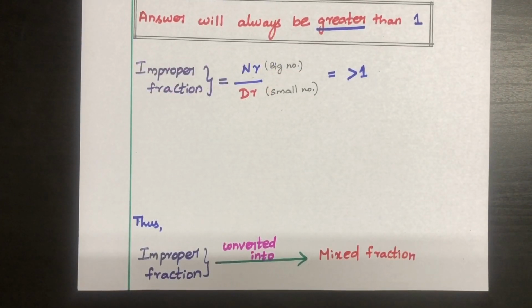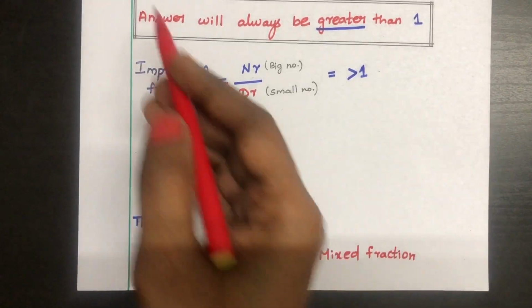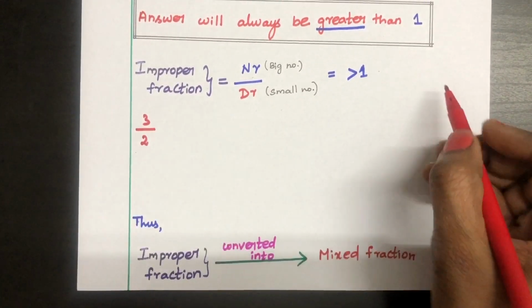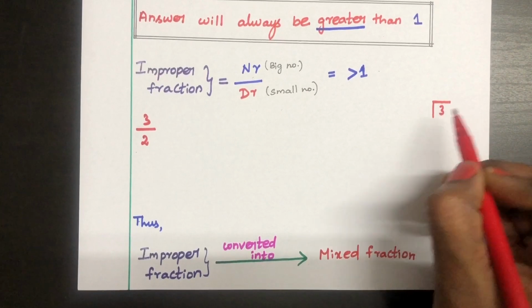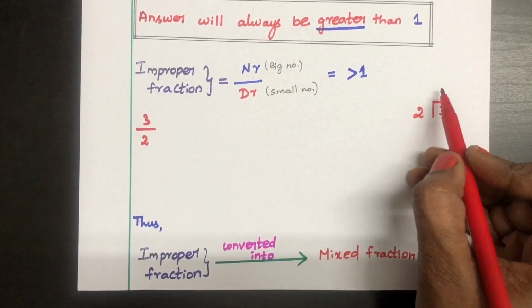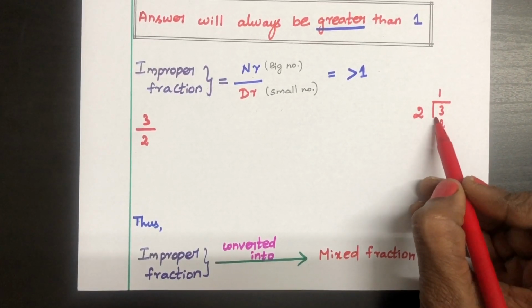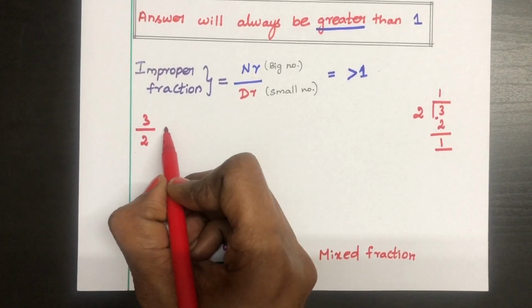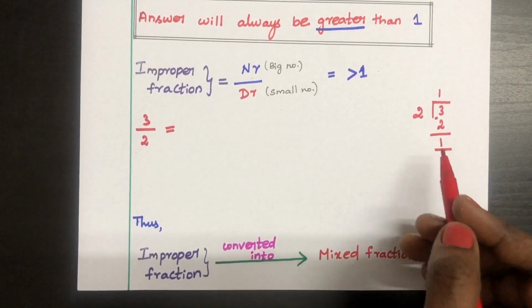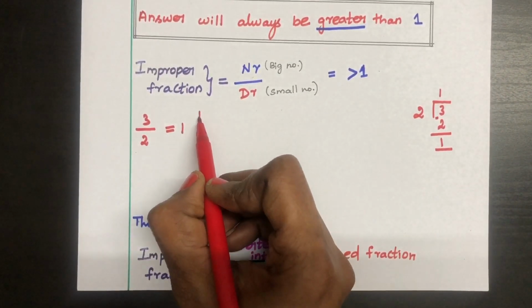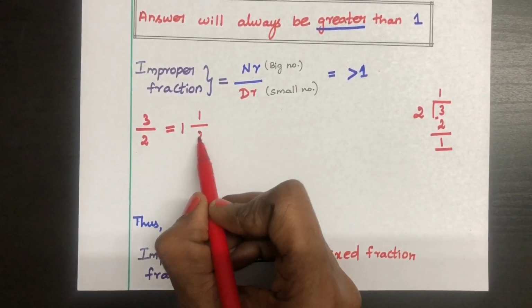Now we will have an example of how the answer will always be greater than 1 in improper fraction. For example, we will take 3 by 2. So 3 divided by 2. If we divide 3 by 2, what we will get? See here, how many 2's in 3? Only 1 two. So 2. If we subtract this, we will get 1. See here, how to write this? We can write like Q or D. Quotient is 1, remainder is 1 and divisor is 2. We can write like that.